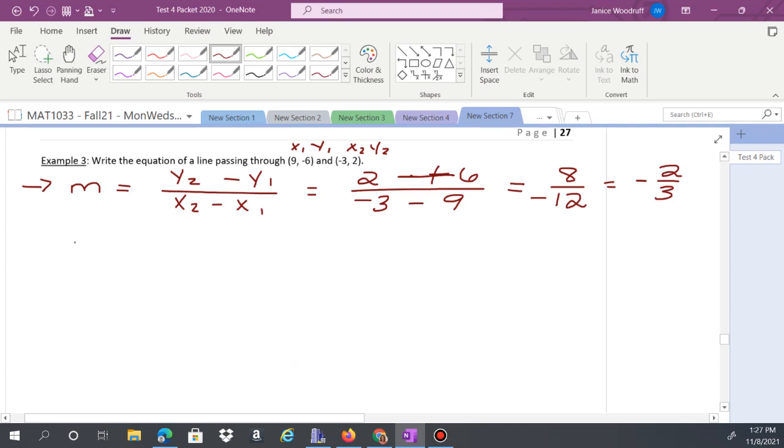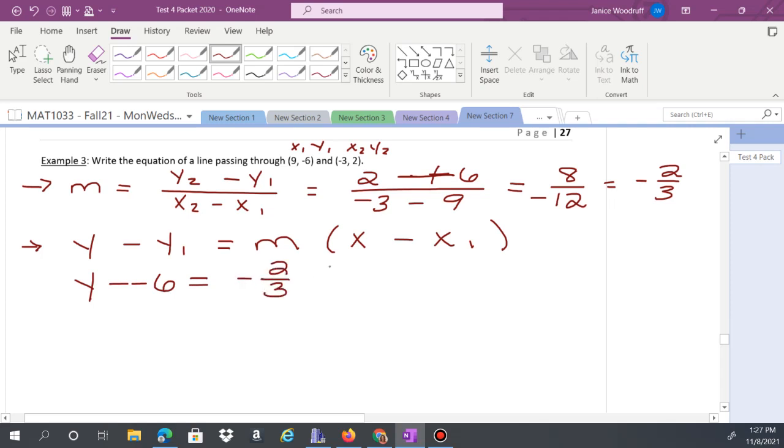We have 2 points, so now we can use point-slope form. Okay, so there's our point-slope form, and we can use either one of these points. We'll use the first point, x1 and y1. It doesn't matter which one. If you want to use the second one, I guarantee you'll get the same line that I do. So y minus y1, negative 6, m, negative 2/3, and then x minus x1, 9.